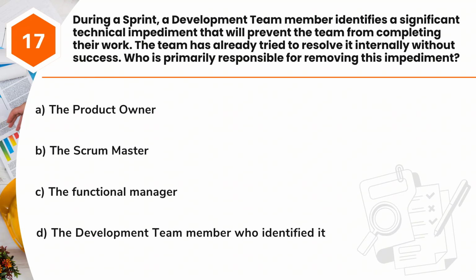Question 17. During a sprint, a development team member identifies a significant technical impediment that will prevent the team from completing their work. The team has already tried to resolve it internally without success. Who is primarily responsible for removing this impediment? A. The product owner. B. The Scrum Master. C. The functional manager. D. The development team member who identified it.